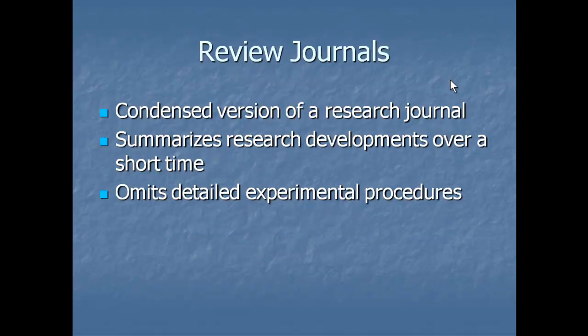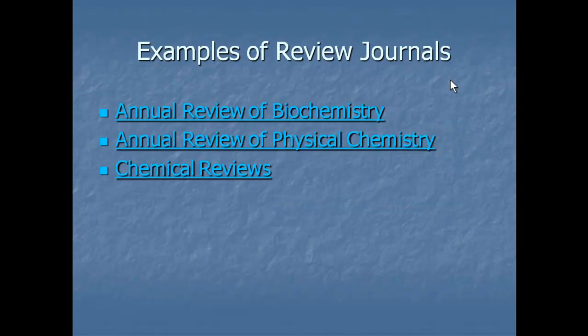A review journal is a condensed version of a research journal like the one we saw before from that Journal of Membrane Science article that was very detailed. So the articles in a review journal just summarize what was done, and they omit the detailed experimental procedures, but they give you a reference if you want to look at that experimental procedure and repeat the experiment yourself. A couple of examples are the Annual Review of Biochemistry, the Annual Review of Physical Chemistry, or Chemical Reviews.